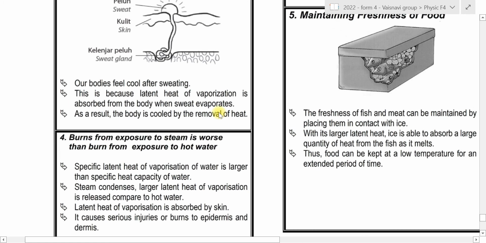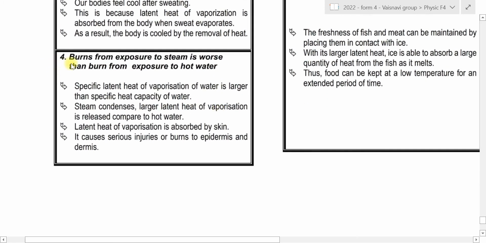ஓகே, இது ரொம்ப முக்கியமானது, ரொம்ப கேட்பாங்க இது. Why burn from the exposure to the steam is worse than burn from the exposure of hot water? ஒருத்தனுக்கு வந்து ஹாட் வாட்டர் பட்டுருச்சு, இன்னொருத்தனுக்கு சம்டைம்ஸ் கொதிக்கிற தண்ணியோட ஆவி பட்டுரும். சம்டைம்ஸ் தண்ணி படாது, ஆனால் அதோட ஆவி, அதோட ஸ்டீம். ஆக்சுவலி அந்த ஸ்டீம் எக்ஸ்போஷர் இஸ் மச் மோர் டேஞ்சரஸ் compared to exposure to the hot water.